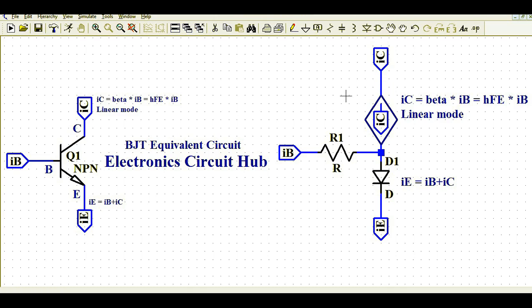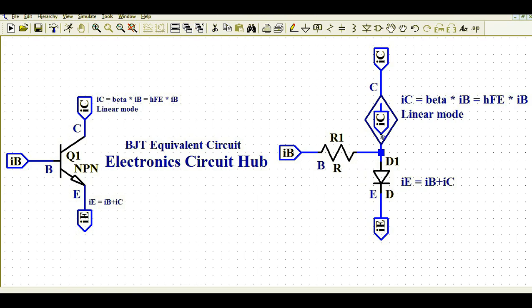And this is your collector terminal. So let me name this as a collector, and this is your base terminal, and you can see one resistance connected internally. Okay, so this R1 is called base spreading resistance. And now at the emitter it acts like a simple diode. Okay, so this terminal is called emitter and it acts like a simple diode.